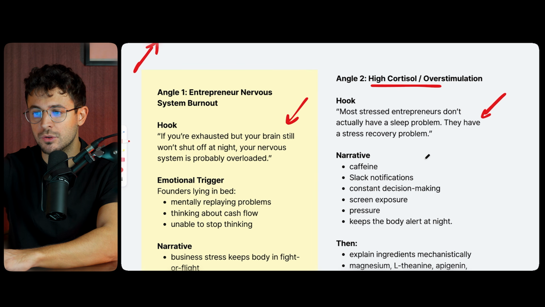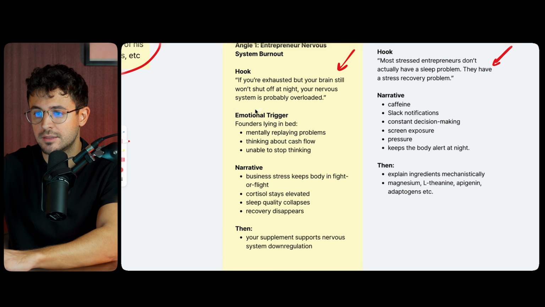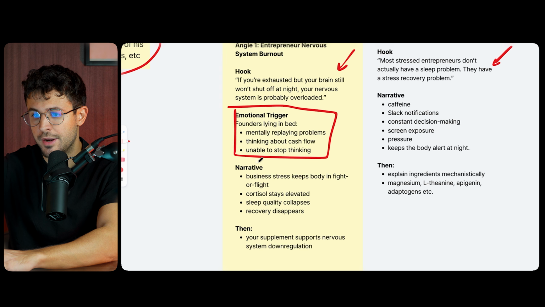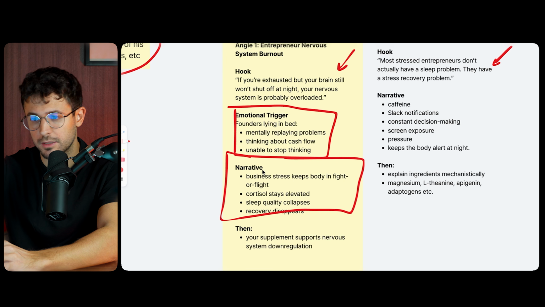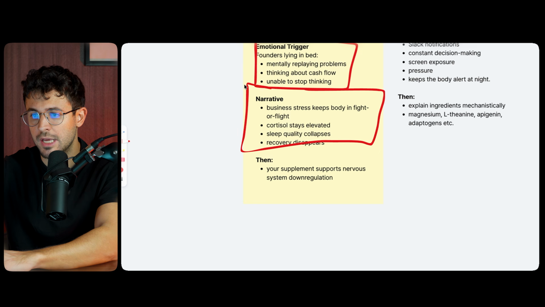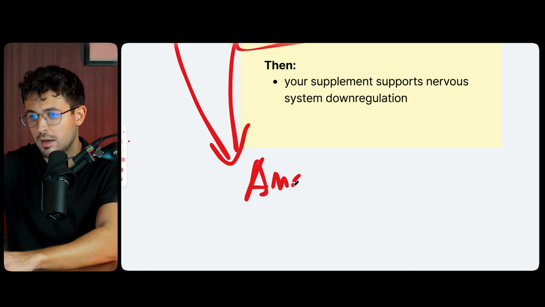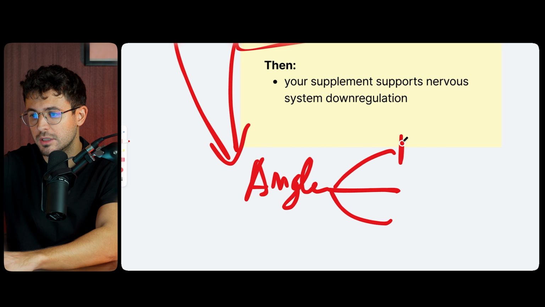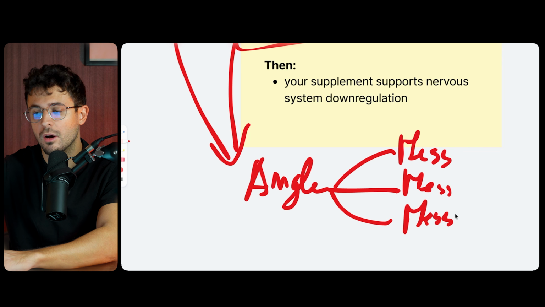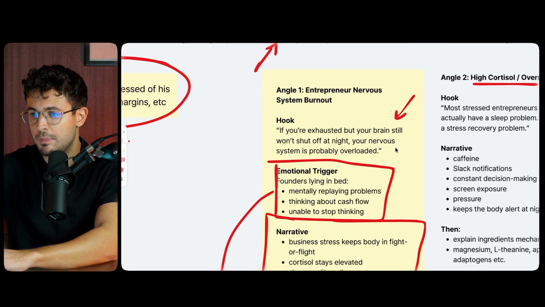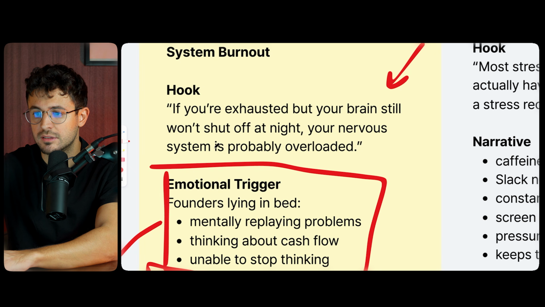Now, for each angle that you build, you need to go into the details and understand the emotional trigger and the narrative in order to understand how you need to present your product, okay? And this comes down to the actual messaging. So once you know all these things, you have your angle, but now you have different messaging that you can use to deliver that angle, okay? Now, next, let's say we pick this angle here, which is: if you're exhausted, but your brain still won't shut down at night, your nervous system is probably overloaded.